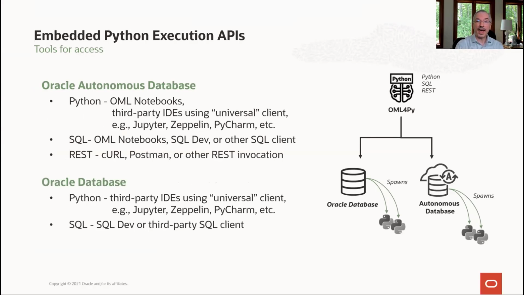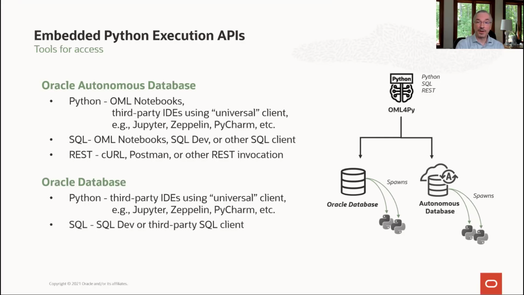So how can I access embedded Python execution? Well, if you're on autonomous database, we can use OML notebooks or the universal client with various Python IDEs. The SQL API can also be used through OML notebooks or other SQL IDEs like SQL Developer. The REST API is available only for autonomous database shared and can be accessed via perhaps curl or Postman or any other REST invocation interface.